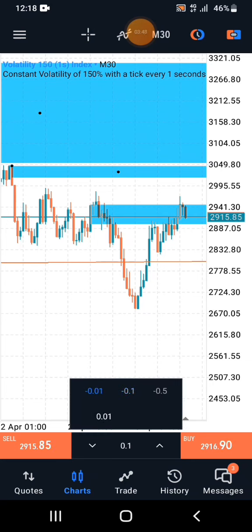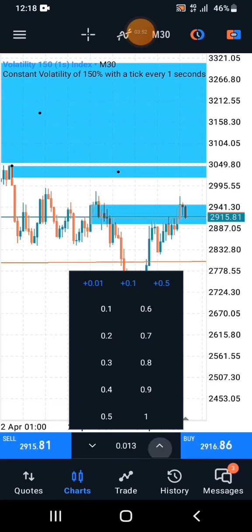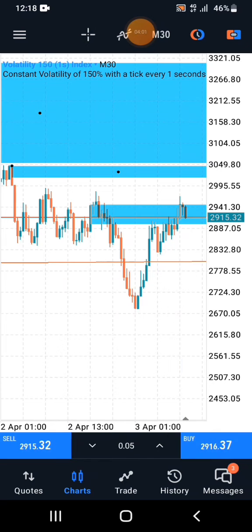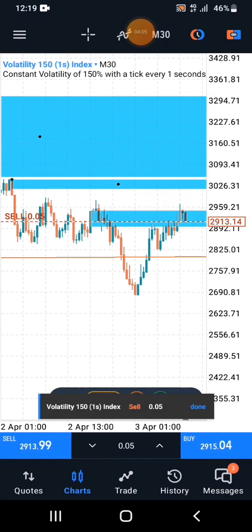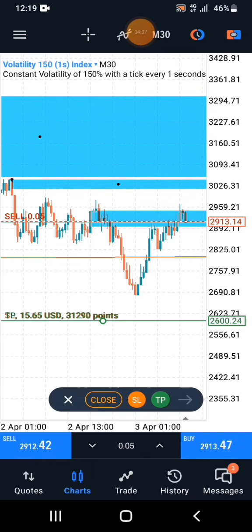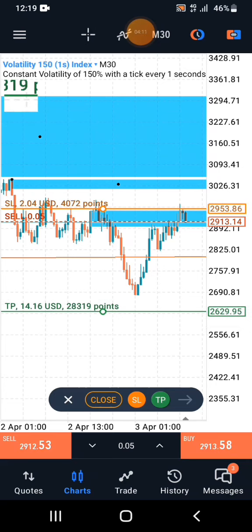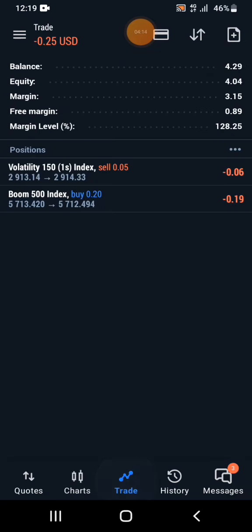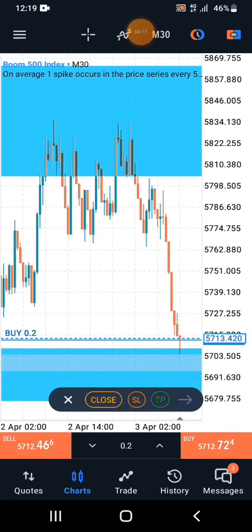I'll just, probably I'll just take one. I'm just putting this lot size. I will make it a bit smaller since our account is small. I'll take that one sell there. Let me measure my TP. My stop loss will be around $2, and our TP will be coming down there. So let's see what's gonna happen, and let's see what you can get from this type of trades.